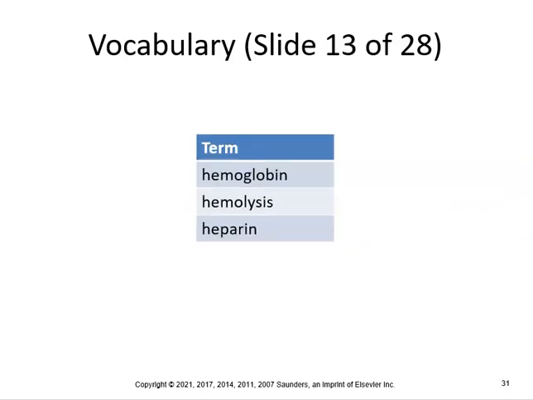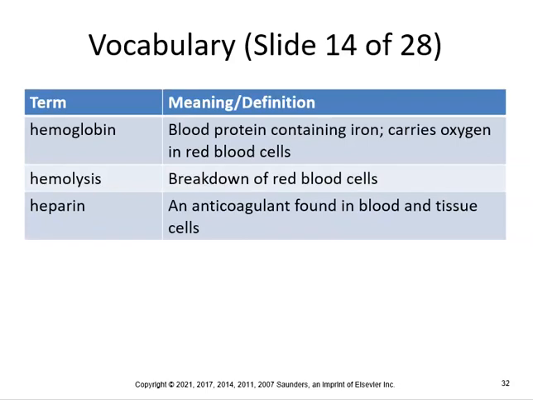Hemoglobin, hemolysis, and heparin. So hemoglobin is a blood protein containing iron. Carries oxygen in red blood cells. So when your hemoglobin count, when you do the CBC, is low, especially in women, you can be anemic. So that's a lack of oxygen. And you can get fatigued quickly, cranky, irritable if you're anemic.